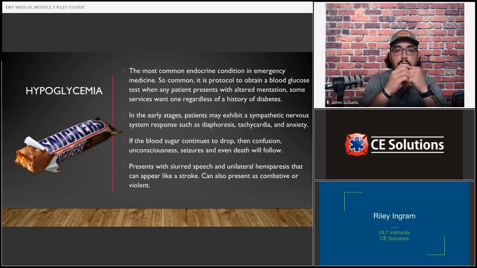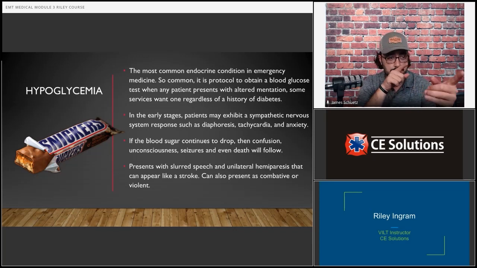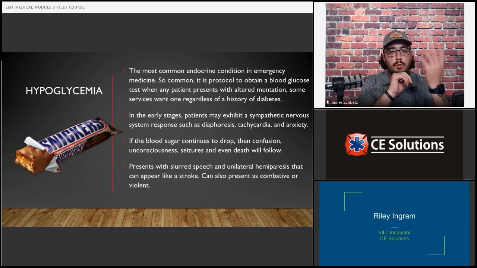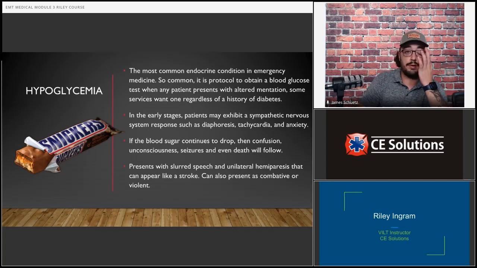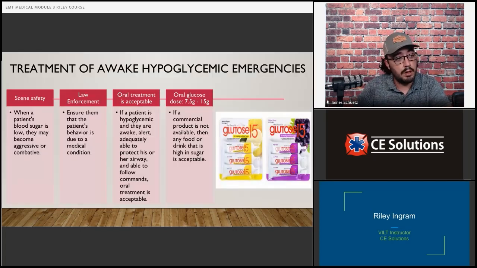One quote I like to say all the time: cold and clammy, give me candy. Warm and dry, sugar's high. All right, remember that. That's a good one. That's a good way to remember where you're at. You can look at a patient, see that skin color and condition, and you see hypoglycemic. We've got diaphoretic, tachycardic, and anxiety. So cold and clammy is diaphoresis, right? Clammy. So cold and clammy, give me candy. Warm and dry, sugar's high. All right, remember that. That's one thing I remembered since day one of EMT school that I'll never forget my entire EMS career. All right, so treatment of your awake hypoglycemic emergency.